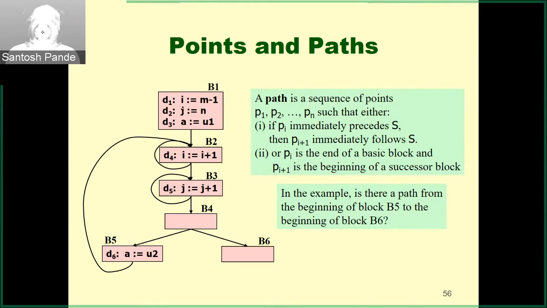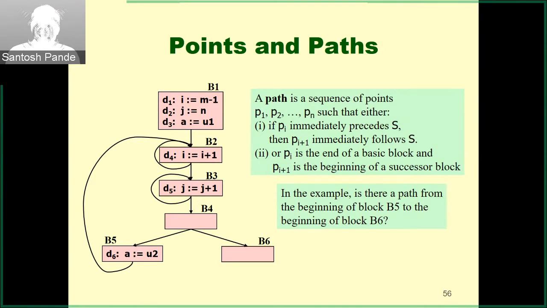A path is simple. A path is a sequence, in a given basic block, P1, P2, P3, up to PN, such that PI is followed by PI plus 1, where S is a statement. And so there are all these lexically organized statements within a basic block. Or it is that PI is the end of a given basic block, and then the next part is the beginning of the successor basic block. So successor could be, of course, along the directed edge from one basic block to the other, like for example D4 is successor of D3, etc. Or it could even be cyclic, in terms of a cycle going back there.